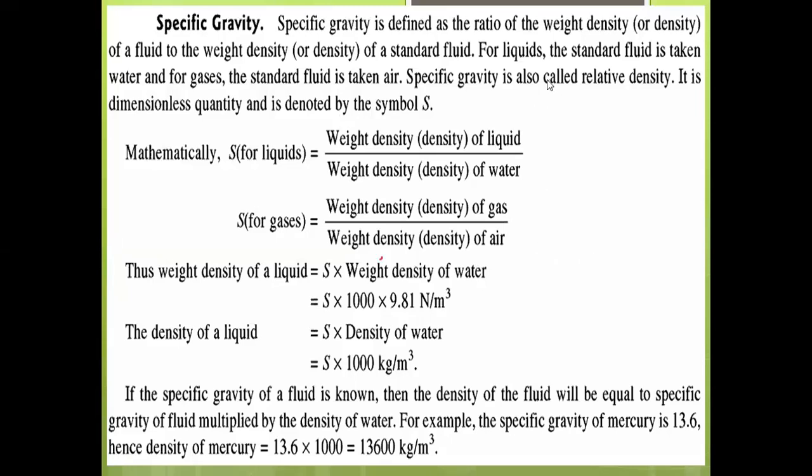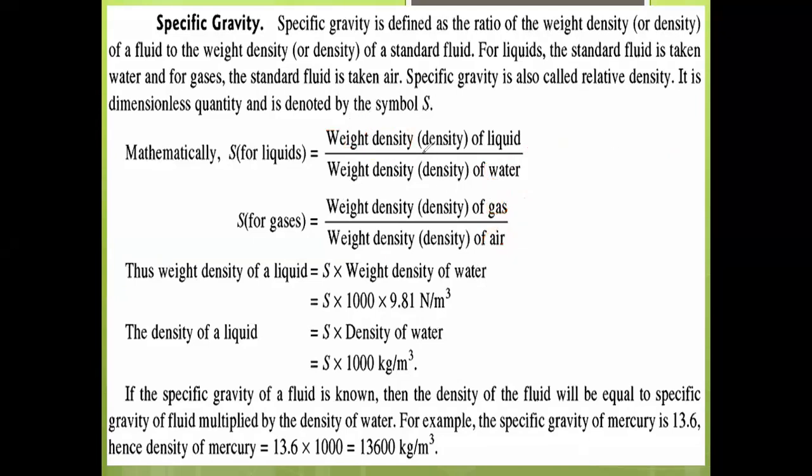Okay, correct. So for the liquids, the standard fluid is considered as water. So the actual definition of the specific gravity is the ratio of weight density of the liquid to the weight density of a standard fluid or standard liquid. For the liquids, the standard fluid we consider as water, and for the gases, the standard fluid we consider as air. So the definition can be written like this, and it can be written in terms of weight density, or instead of weight density we can write mass density also.